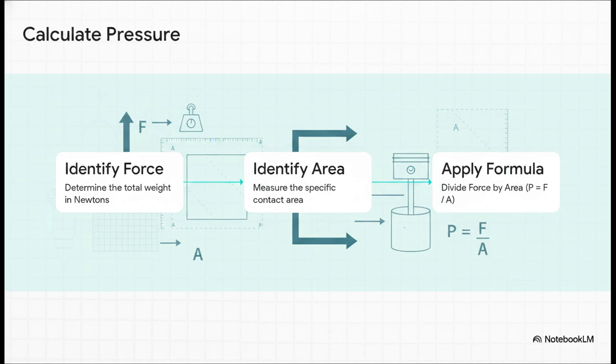Now, to solve this puzzle correctly, we can't just guess, right? We have to methodically follow 3 steps to turn our visual hypothesis into cold, hard data. First, we identify the force. Second, we identify the specific contact area for whatever orientation we choose. And third, we calculate it by applying our trusty formula, P equals F divided by A.